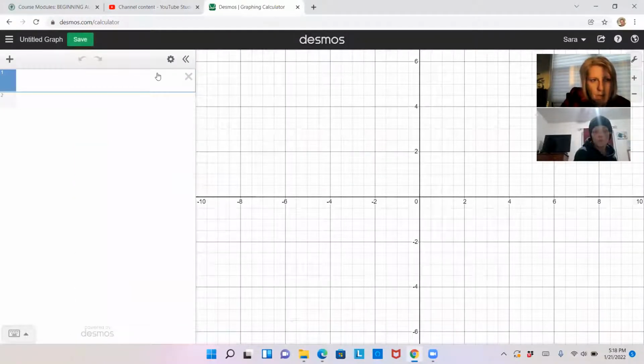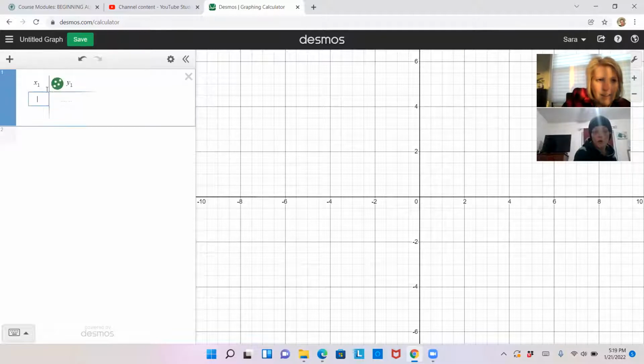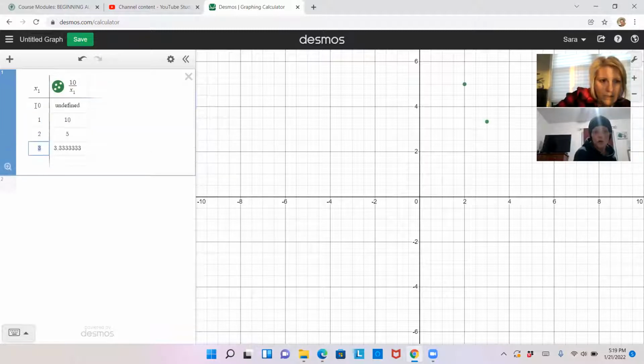So I'm going to go to my Desmos, and I'm going to make a little table for all of us here. I'm going to do a factoring table. Whatever your number is, you're going to put your number up here. So ours is 10, and then we're going to just divide by the x1. So I'm going to just put in lots of numbers here.